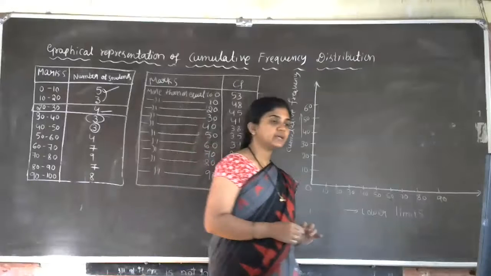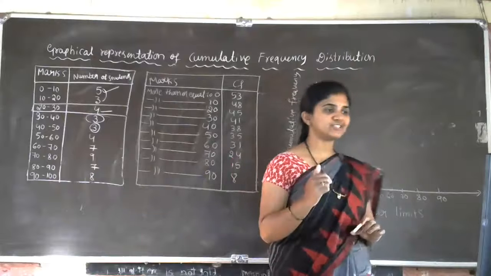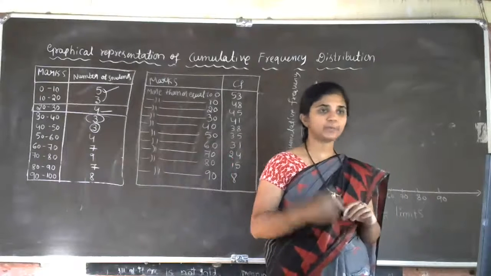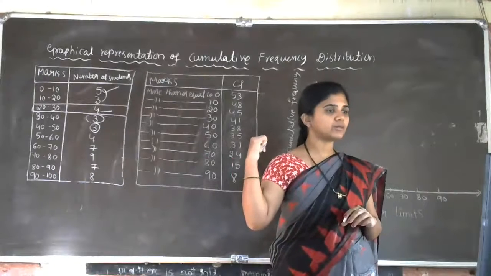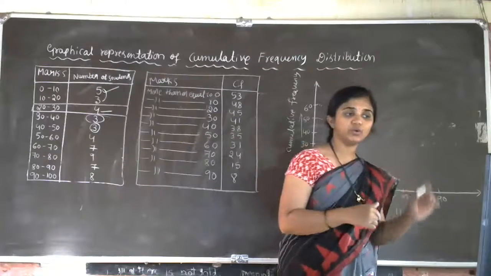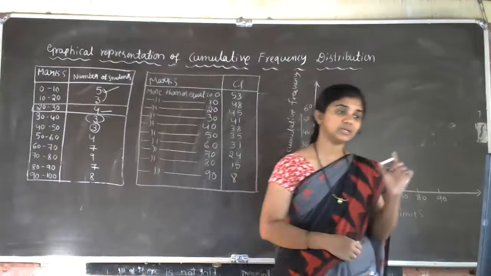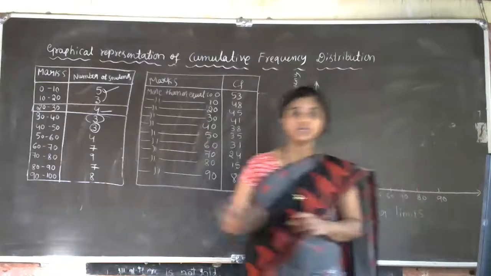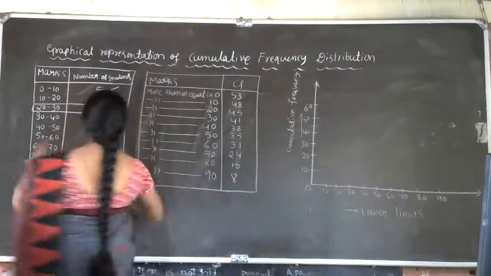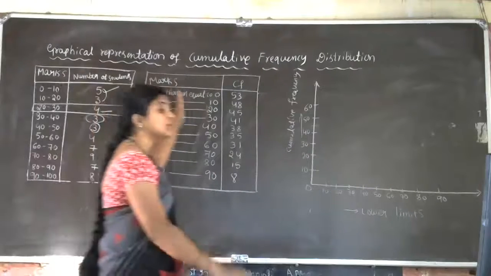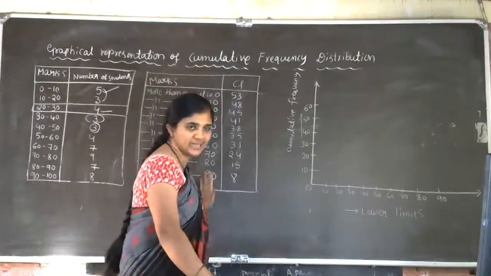Yes. In the last video, we discussed the less than ogive, right? How to prepare the less than type table. You have got the idea now. So now we are going to do the more than ogive. Now we have to draw the graph of the more than ogive. Same problem, we are taking the same problem, actually for the more than ogive. So now we have to take the more than type conversion.